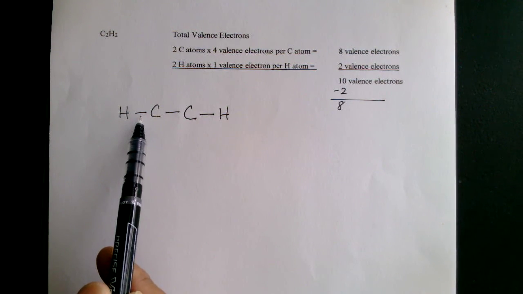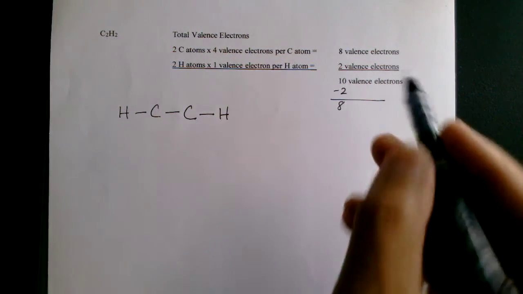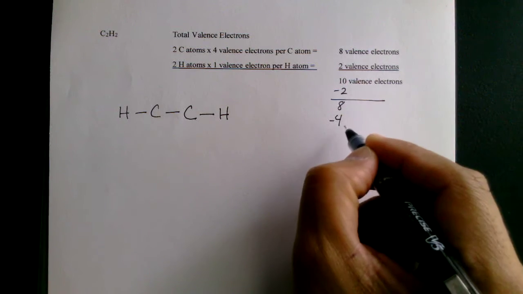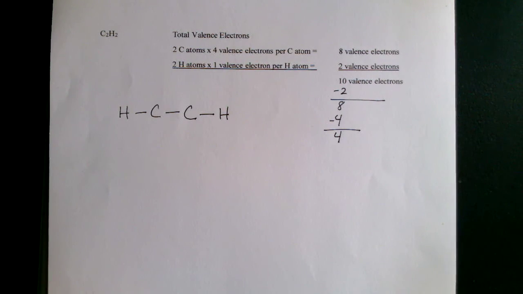There's 2 electrons here. Here's another 2. That means there are 4 valence electrons used, and that gives us 4 valence electrons remaining.